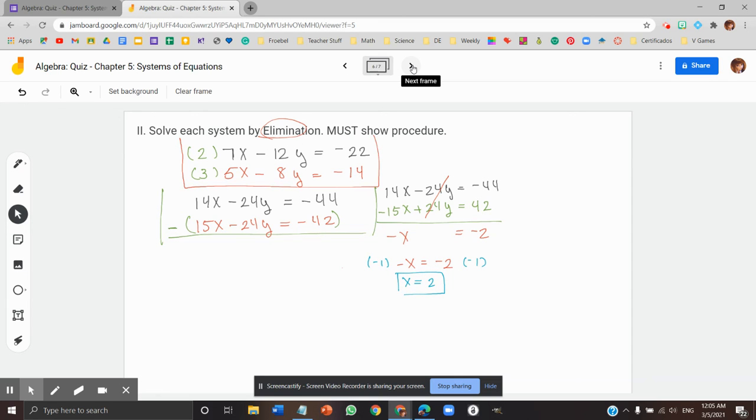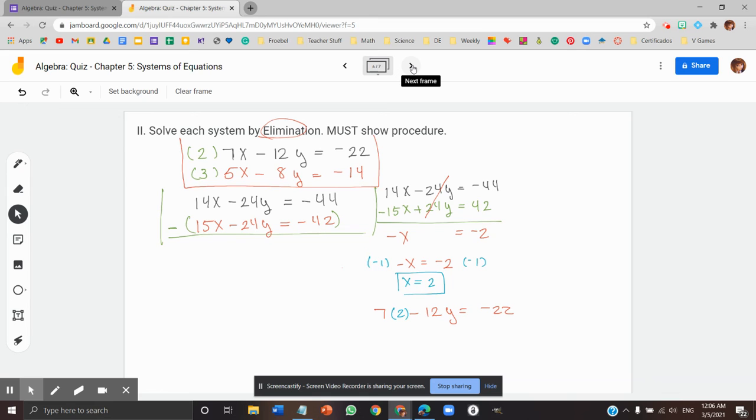Now I know that I have done so many things already on this equation, but I haven't finished. I don't know what my y is. So I'm just going to look for one of the original equations and substitute it. Okay, so let's say I'm going to take the first one, just to take one. It says 7x minus 12y equals negative 22. Now I know what x is, so I can substitute it right there. It's going to be 2.